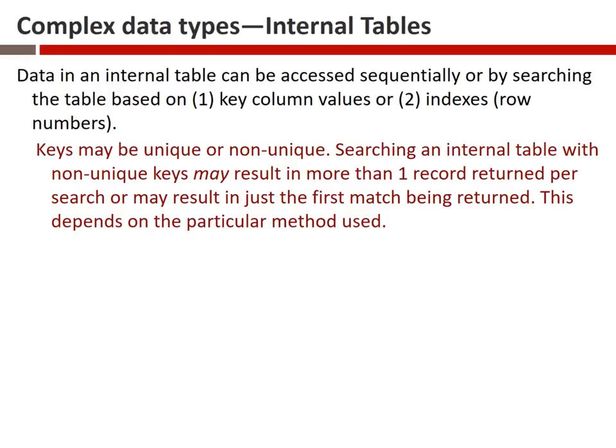So when I define a table, I define what fields are keys, and those keys can be unique or can be non-unique. Searching an internal table with non-unique keys may result in more than one record being returned. So I could have multiple people with the last name Jones in this table. And if I say, give me all the people with the last name of Jones, I could get 3 people back, I could get 30, I could get 1, I could get 0.